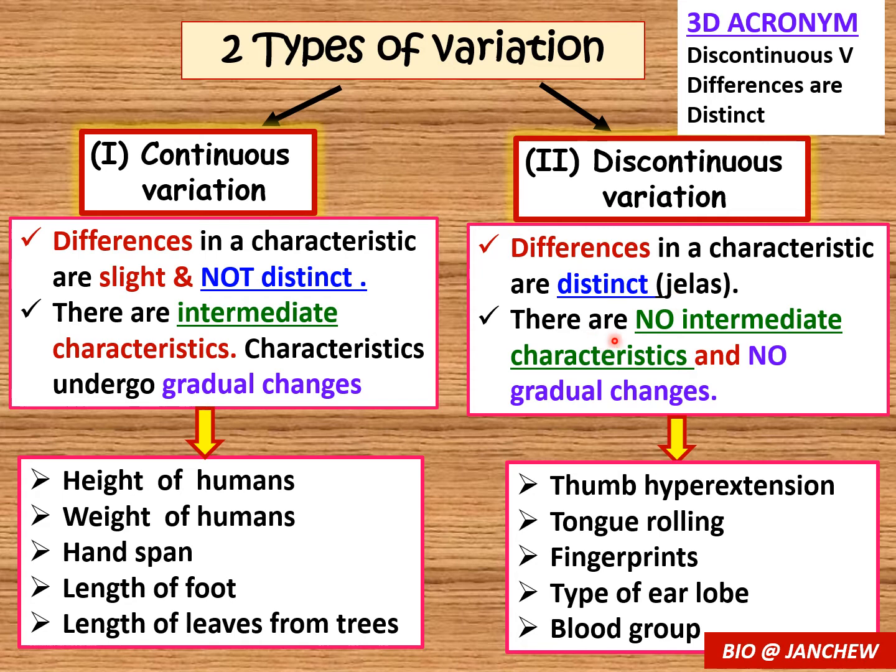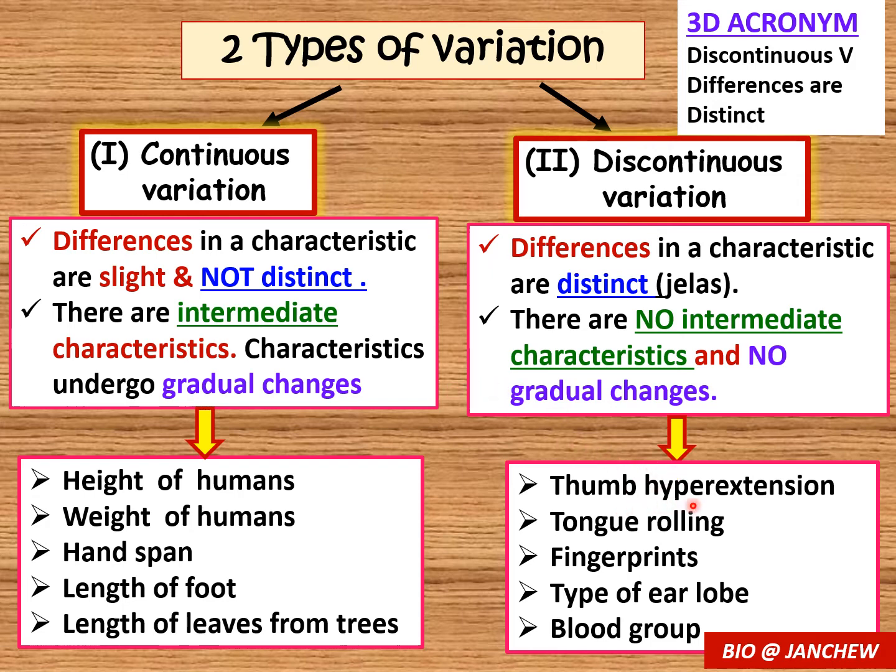So there are no intermediate characteristics and no gradual changes. One example is tongue rolling. You can either roll your tongue or you cannot. There are no intermediate characteristics like being able to roll half a tongue, for example. So no intermediate characteristics. The number of phenotypes or observable characteristics is usually much fewer than for continuous variation.